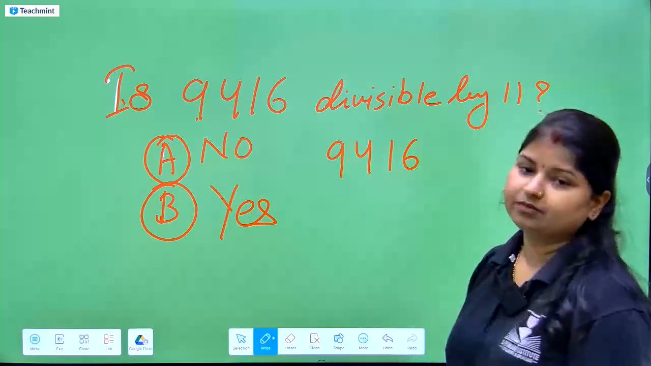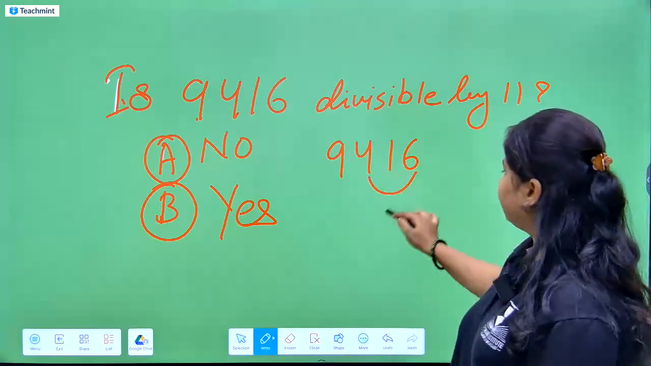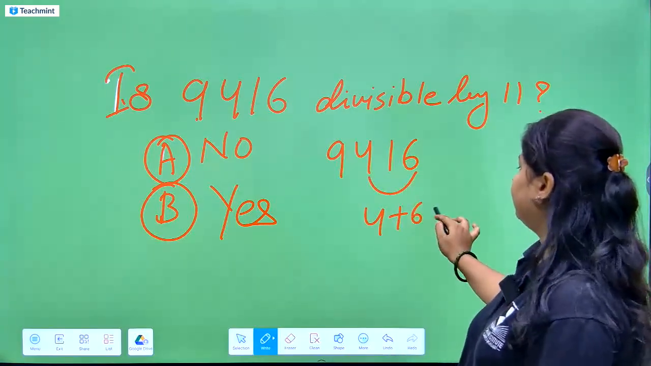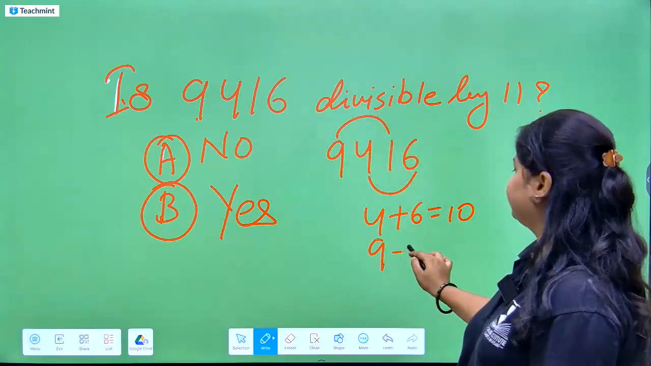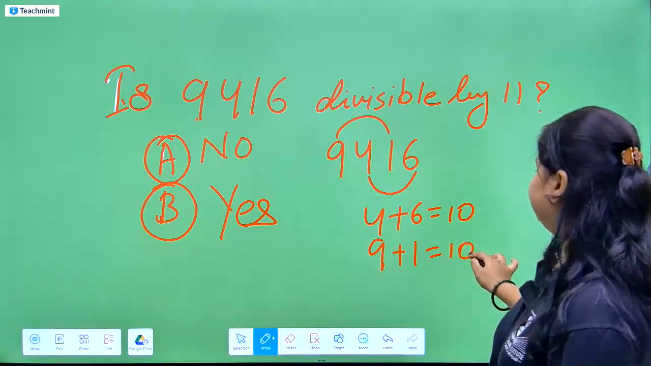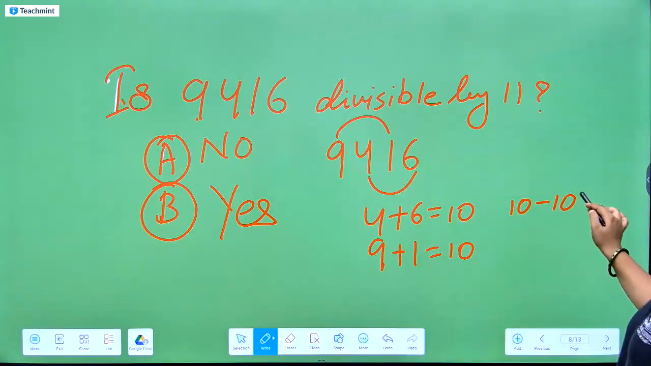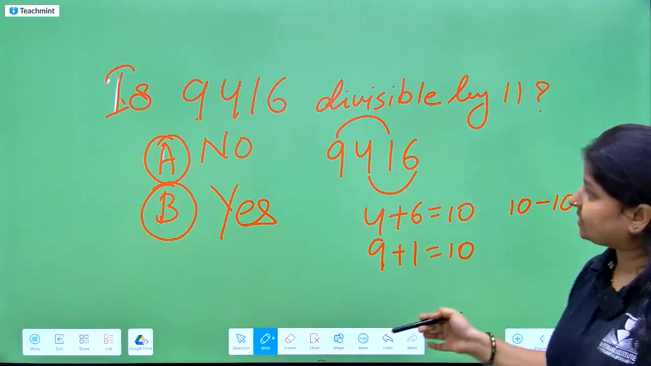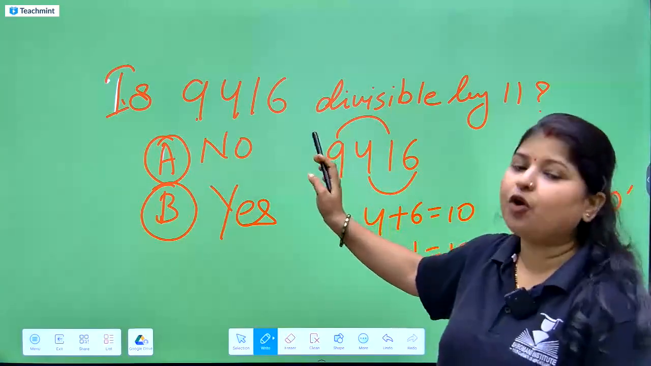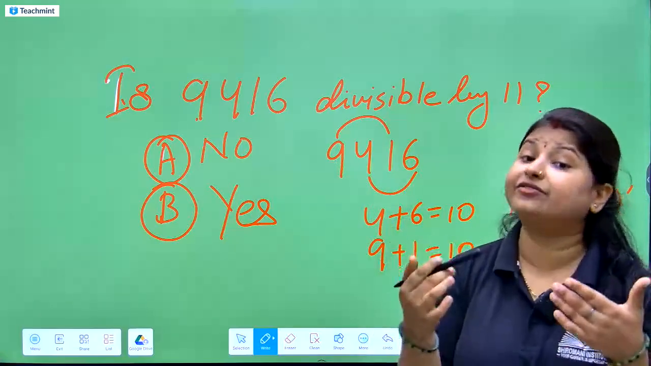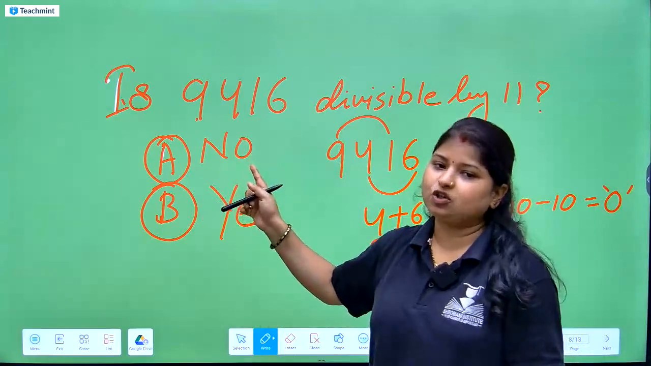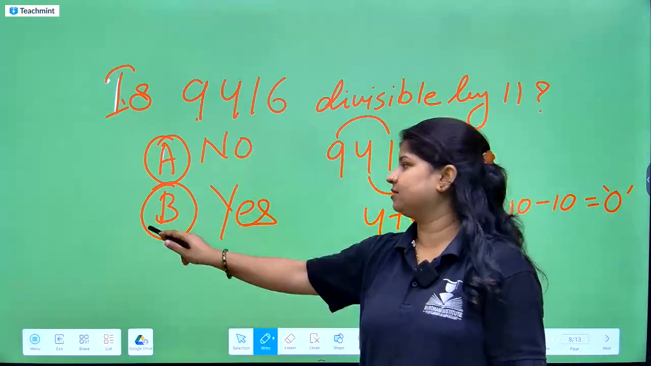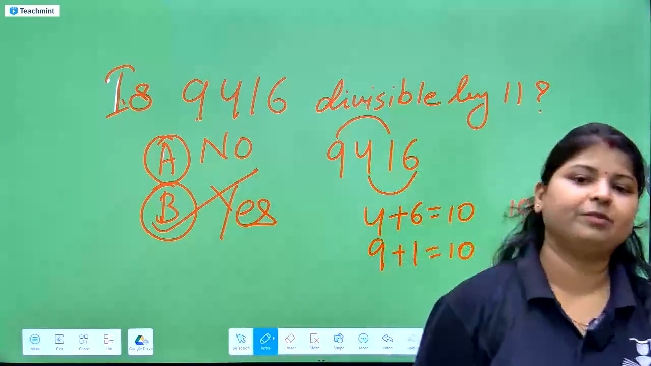9416, right? Add 4 and 6, that is 10. Add 9 and 1, that is 10. And 10 minus 10 is 0. So yes, 9416 is divisible by 11. But here option A is no and option B is yes. So option B will be the correct one.